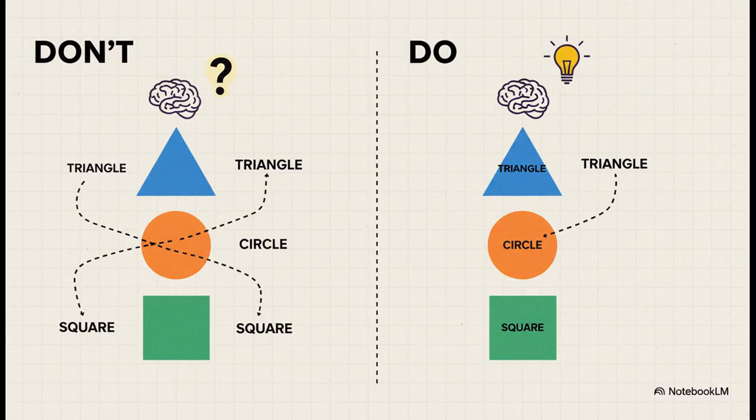Beautiful. The other big trap is the split attention effect. You've seen this a million times. The diagram is on the top left, but the label explaining what part A is, is in a key at the bottom right. Your brain has to waste all this energy just ping-ponging back and forth trying to connect the dots. Good design simply puts the label right next to the thing it's labeling.